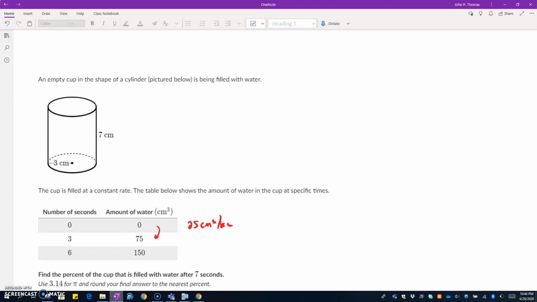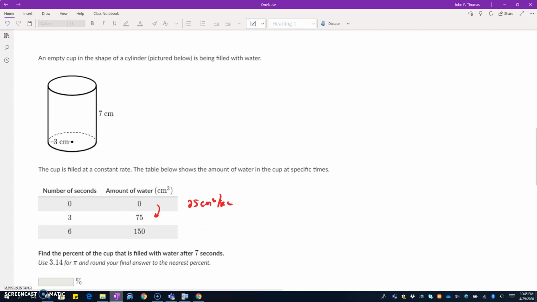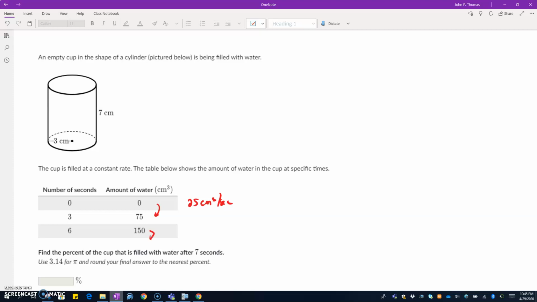So this says find the percent of the cup that is filled with water after 7 seconds. At 6 seconds, we're at 150. So at 7 seconds, we'd be at 175. So our volume is 175, right? So volume of the water equals 175. Volume total, this is a cylinder, so we have pi r squared h. R is 3, h is 7. So we have 9 times 7 or 63 pi. So that gives me the volume total, and this wants the percent that's filled.